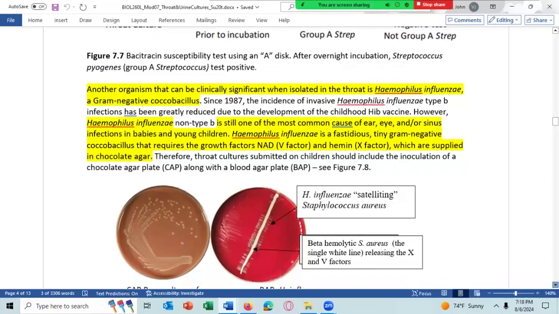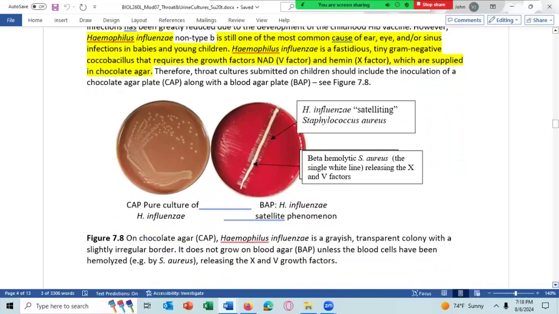Haemophilus influenzae is fastidious, a tiny gram-negative coccobacillus that requires the growth factors NAD, that's the V factor, and hemin, the X factor, which are supplied in chocolate agar. And so if you grow Haemophilus influenzae on chocolate agar, you'll get growth. If you grow it on tryptic soy agar or blood agar, Haemophilus influenzae will not grow, with one exception.